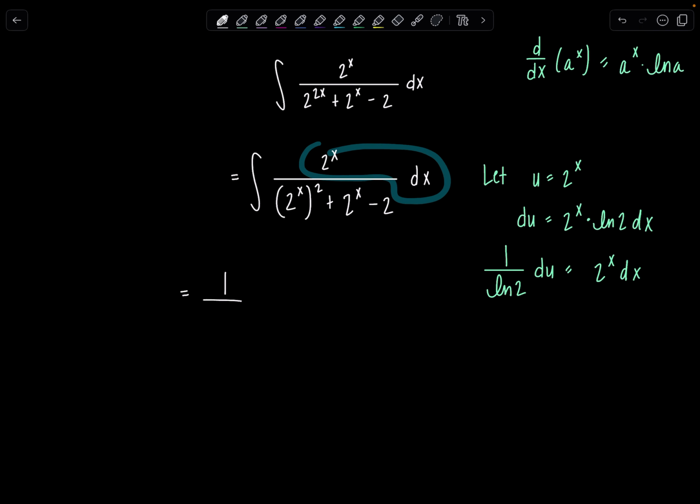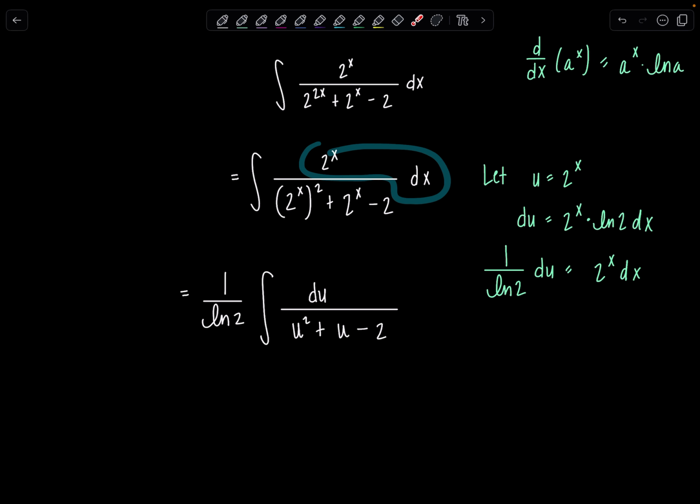So 1 over ln of 2. And then all of this 2 to the x dx, I have it as 1 over ln of 2 du. So the 1 over ln of 2 is out there. Let me just put du in the numerator over... And then 2 to the x squared, that's going to be u squared plus 2 to the x is just 1u minus 2. How are we doing?